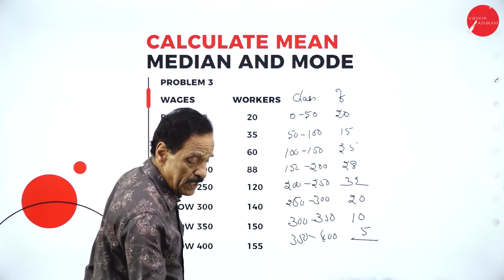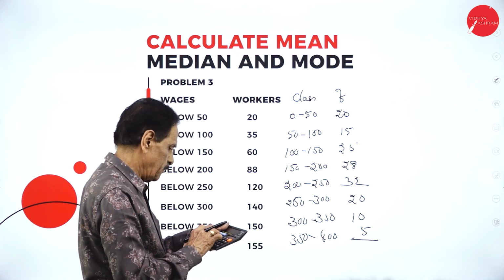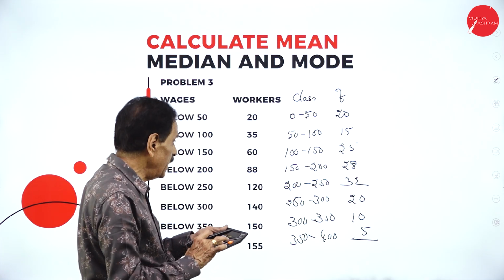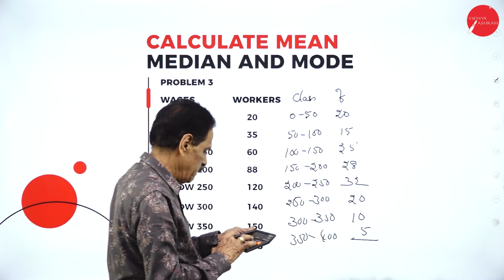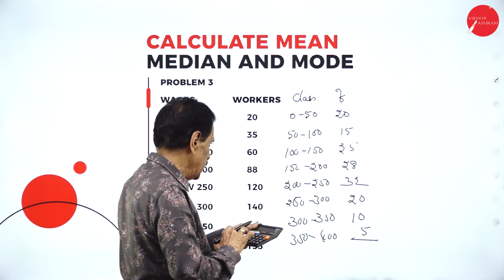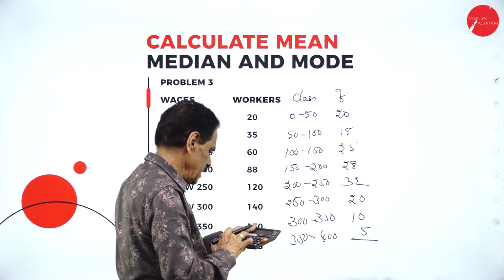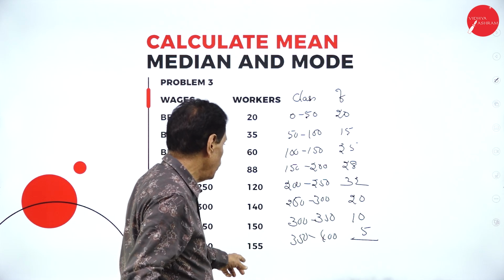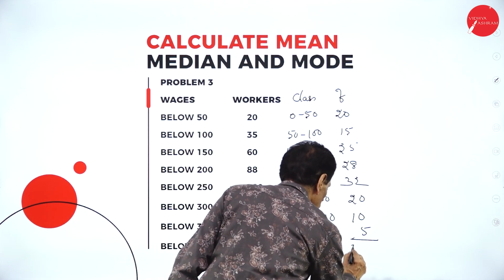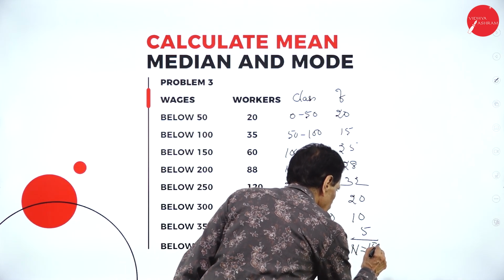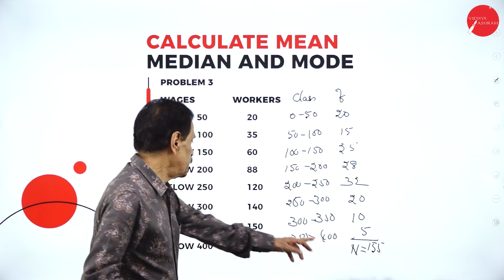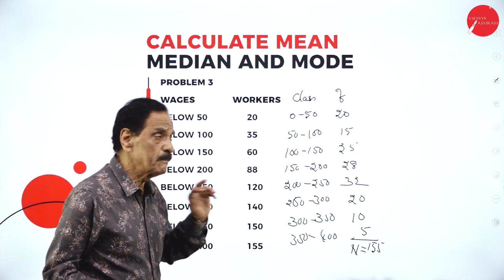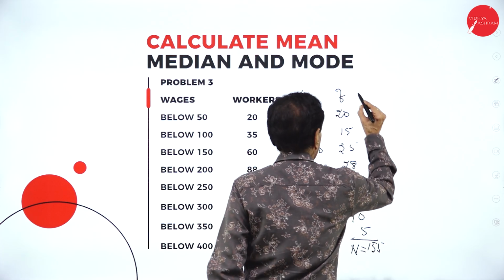Add the frequency. 20 plus 15 plus 25 plus 28 plus 32 plus 20 plus 10 plus 5. 155. This n is 155. So this and this should be one and the same. Then mid value.